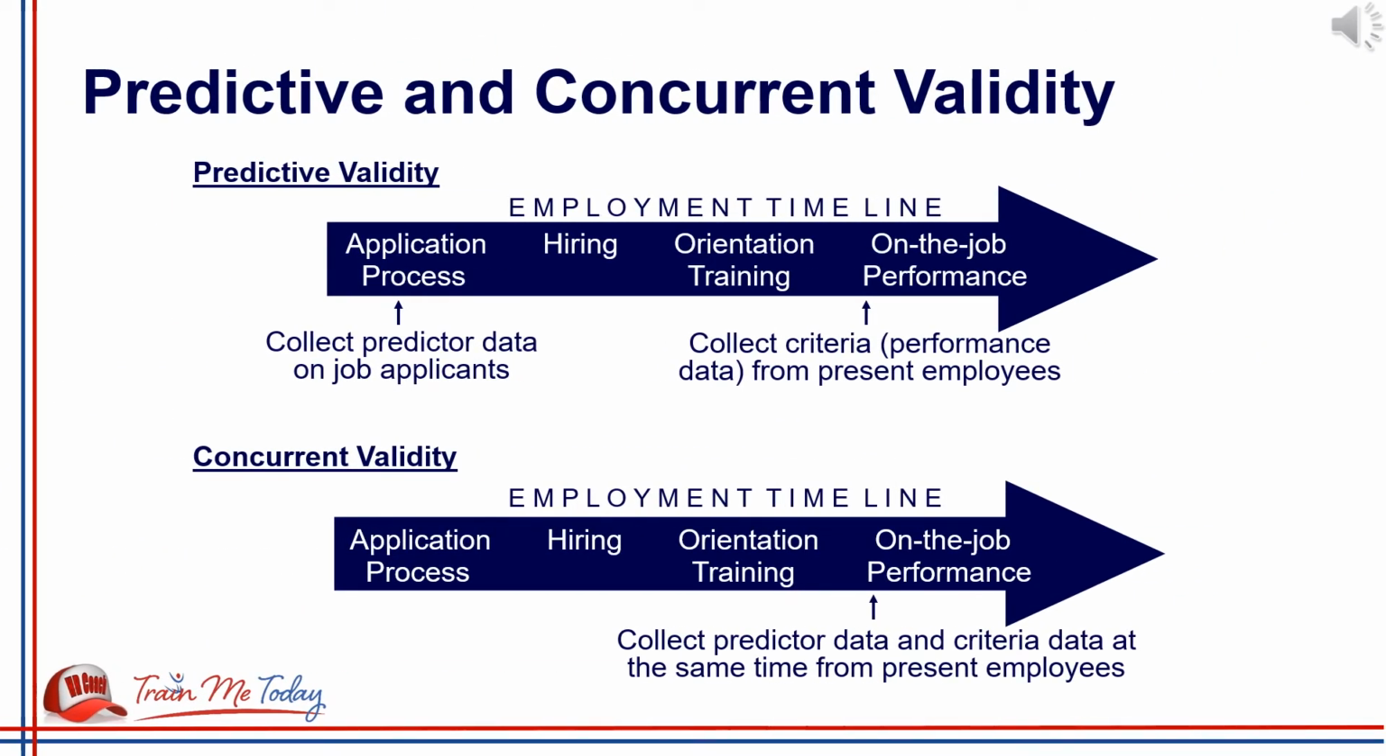Predictive and concurrent validity are done by comparing the results from predictor data, such as selection tests and educational and experience requirements, with criteria data, such as job performance and success. Whether you collect the information at the time of hire and then during job performance, or all at the same time with current employees, the higher the correlation, the better suited the selection criteria is for the job.